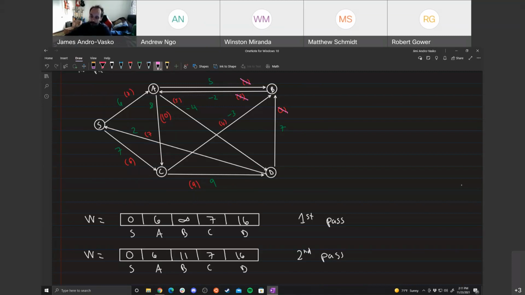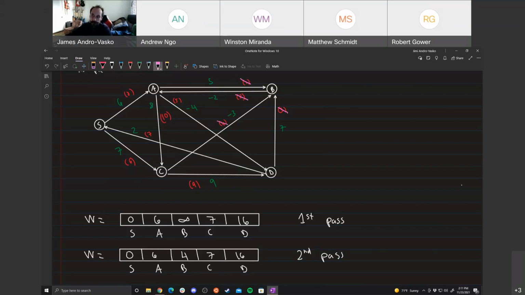Our next one will be the edge from C to B. So C has the weight of 7, looking at this array, plus the weight -3 to B. So B has a better weight, actually, now. So B has the weight of 4. We relaxed it. We found a better path.